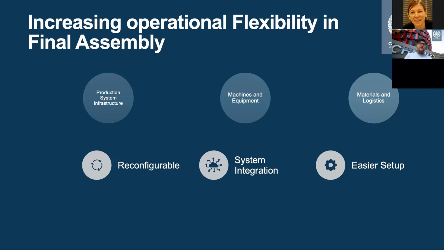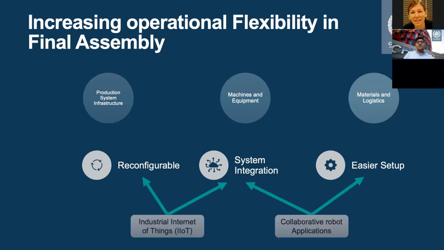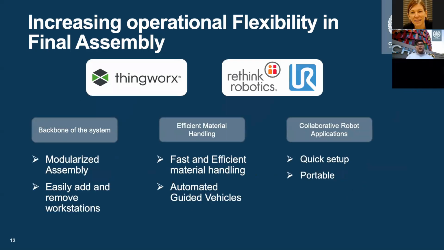So, based on my findings, I proposed use of industrial Internet of Things, as well as collaborative robot applications to influence these sources. We can use IoT as the backbone of the entire system, and having IoT as the backbone can enable us to have a modularized production system or manufacturing system. Having IoT can also help us quickly add and remove workstations from different subsystems.